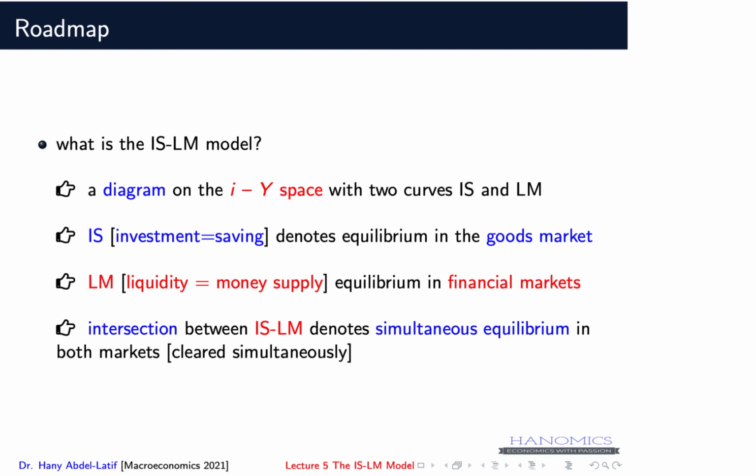Basically, what is the ISLM model? I'm going to draw a nice diagram on the I and Y space, meaning we have Y on the horizontal axis and I on the vertical axis. I here is the interest rate. And the IS basically means this is equilibrium in the goods market, which denotes investment equal to saving.